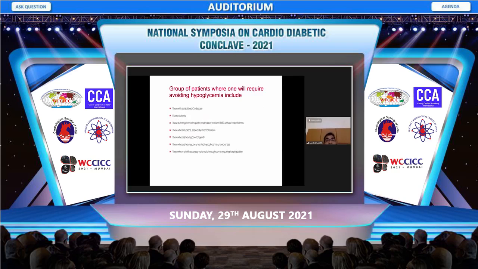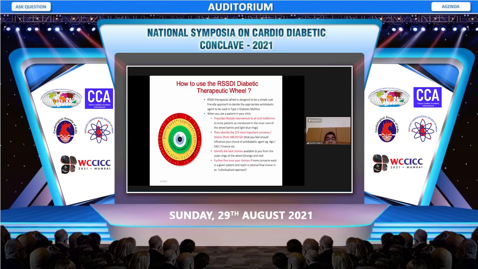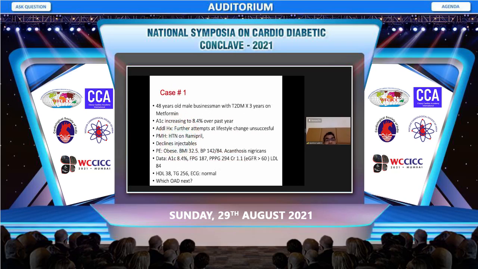So there is a group of patients where one will need to avoid hypoglycemia, particularly the elderly patient or those who have established cardiovascular disease. Now, just to use one or two cases, this is a 48-year-old male businessman with type 2 diabetes of 3 years. He is on metformin. A1C is 8.4. Now, if you take the history of any patient, all these 8 factors will be there. But out of those 8 factors, we have to find the 2 or 3 which are very important, and that will decide your second line or the next line of therapy.